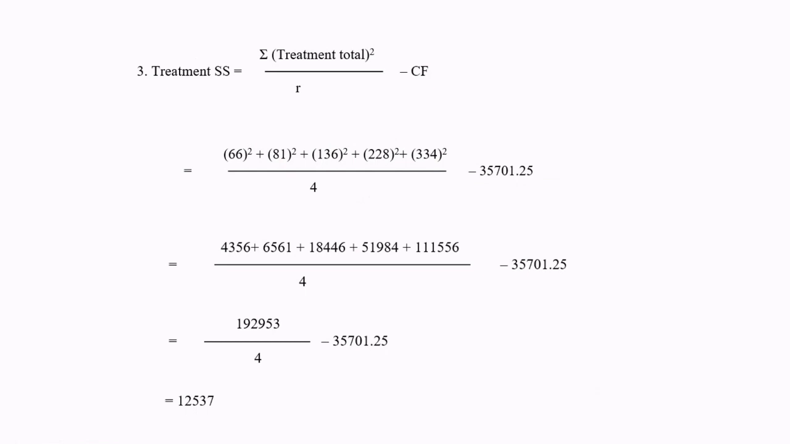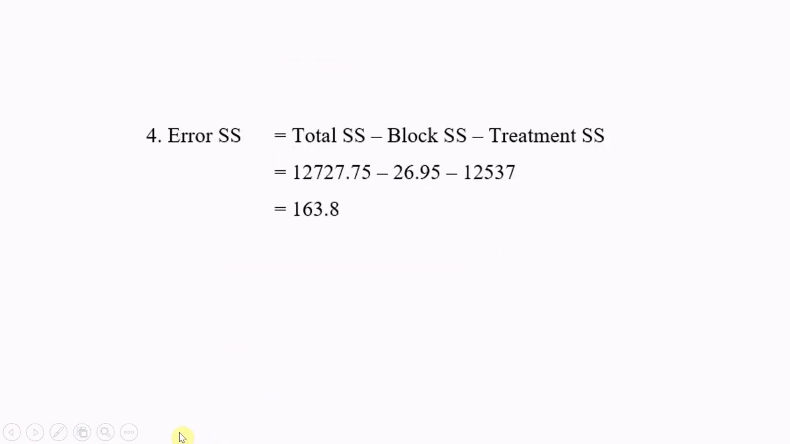Then for the treatment sum square also, the formula is written here: summation of treatment total square divided by replicate value minus correction factor. So in this way you can obtain the treatment sum square. Then error sum square is total sum square minus block sum square minus treatment sum square. So this is how you can obtain the error sum square. So the third step is completed now.